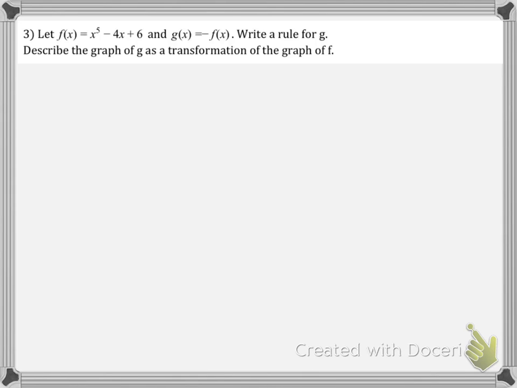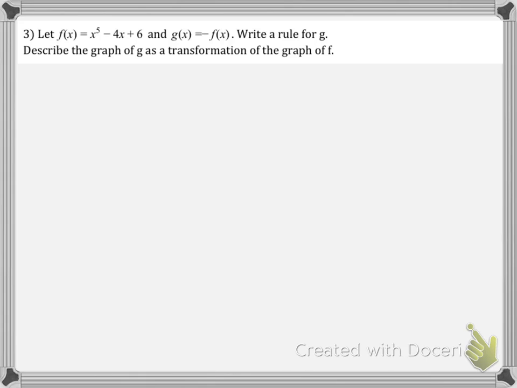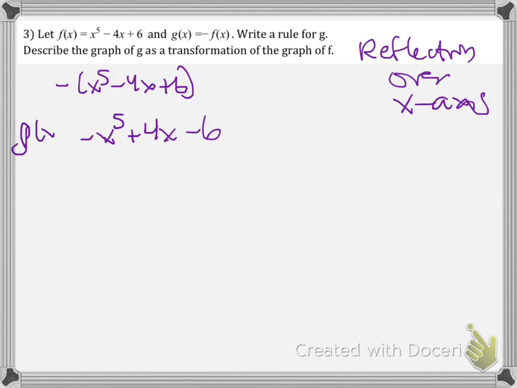Okay, and now looking at this one, I realize that here I said reflection over the x-axis. Please change this to a y-axis. You probably realize that already, but that should be a y because it's inside. I apologize. Now, going to this one, this is a reflection over the x-axis. So what we're going to do with this is we multiply a negative to the entire function. So this changes to a negative x to the fifth, a positive 4x, and a negative 6. Okay, so that is our new function.